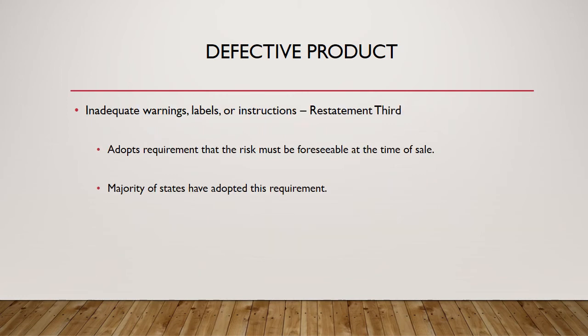So let's talk about the Restatement Third. How does the Restatement Third treat these inadequate warnings, labels, or instructions? They adopt the requirement that the risk must be foreseeable at the time of sale. The majority of states have adopted this. In my opinion, this wasn't a big change because everything so far has been based on what's known at the time of manufacture and sale. The Restatement Third doesn't really change much, but it makes clear that the risk you're warning about or giving instructions for has to be a risk that's foreseeable at the time of sale.